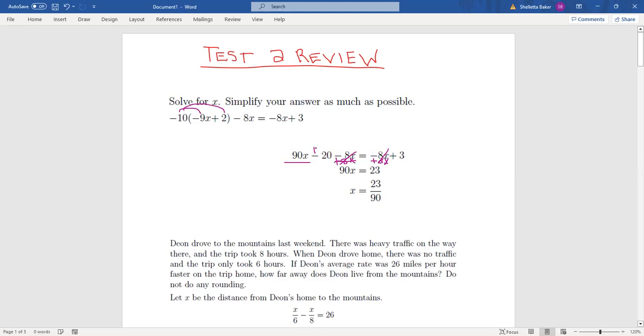And then I'll add 20 to both sides of this equation, and that'll give me 23 on the right side. We divide both sides by 90. We see our final answer is 23/90.